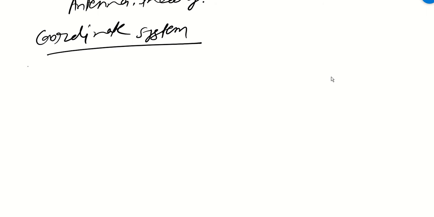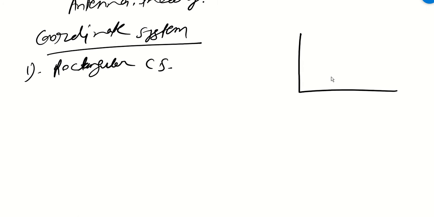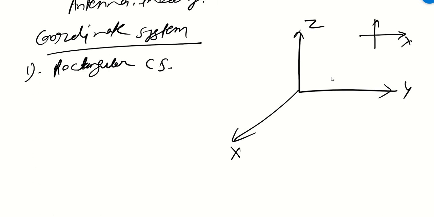We will start with the first one, the rectangular coordinate system. I will draw a 3D diagram. I will always draw like this: x will be here, y will be here and z will be here in 3D. In 2D we see x direction and y direction, but in 3D we will draw like this. Suppose there is a point P. P can be represented in a cube or cuboid kind of thing, so it can be represented like this.